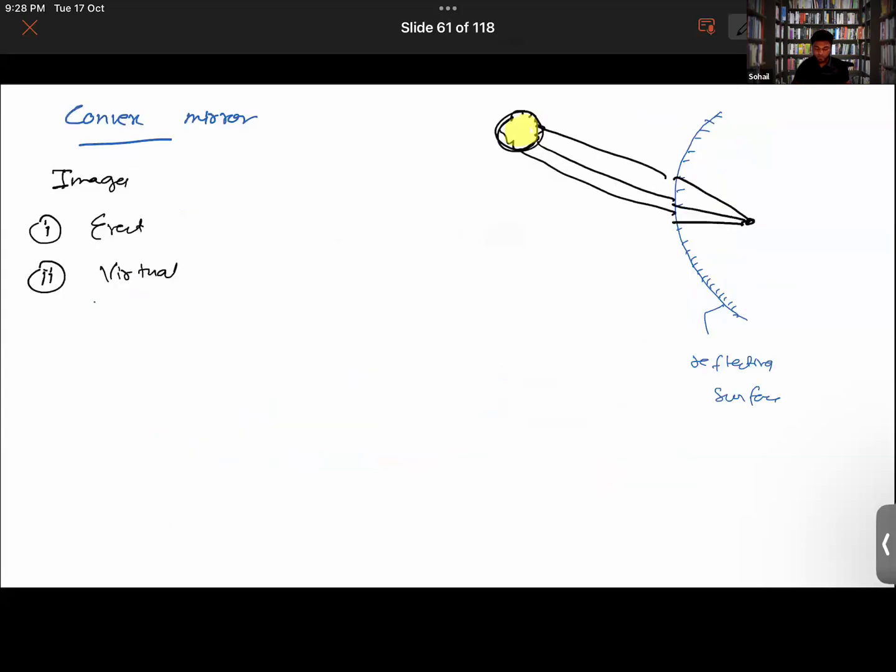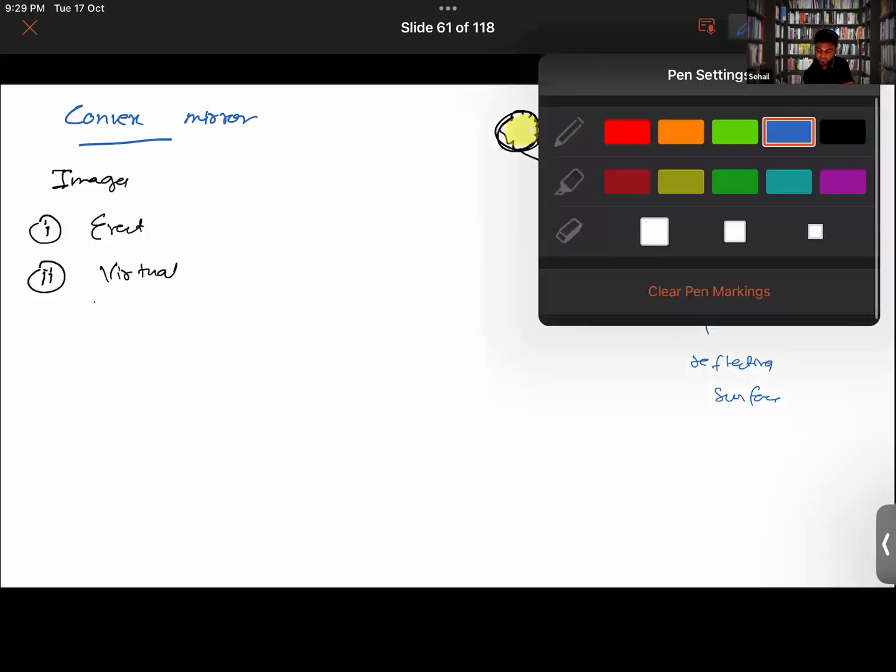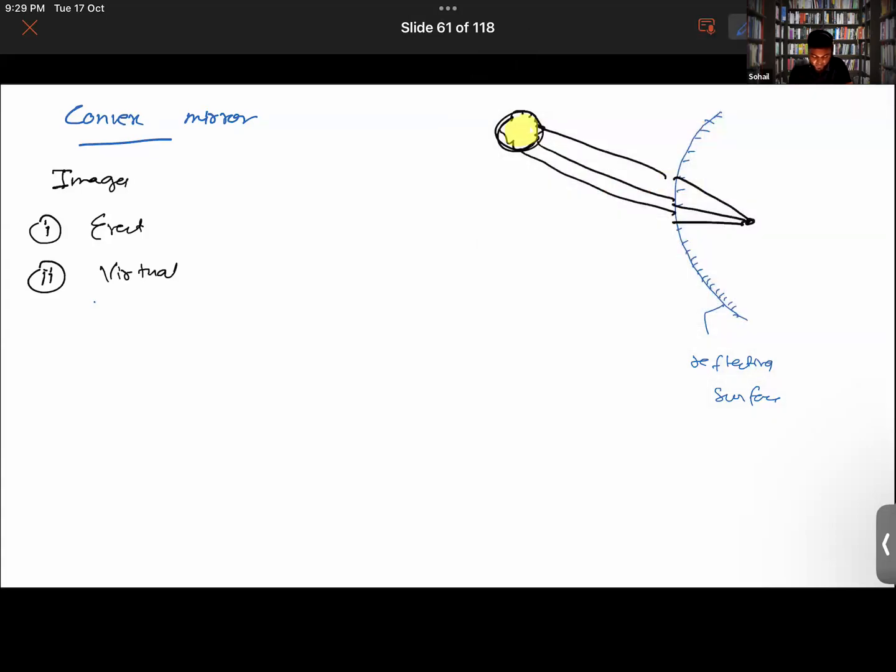And then look at the case of the convex mirror here. Here it actually seems as if they are coming to meet at a point, but the rays do not actually converge at a point. Getting it or not? Yes, sir, got it. Then again, we were talking about its properties. The image formed will be erect and it will be virtual.